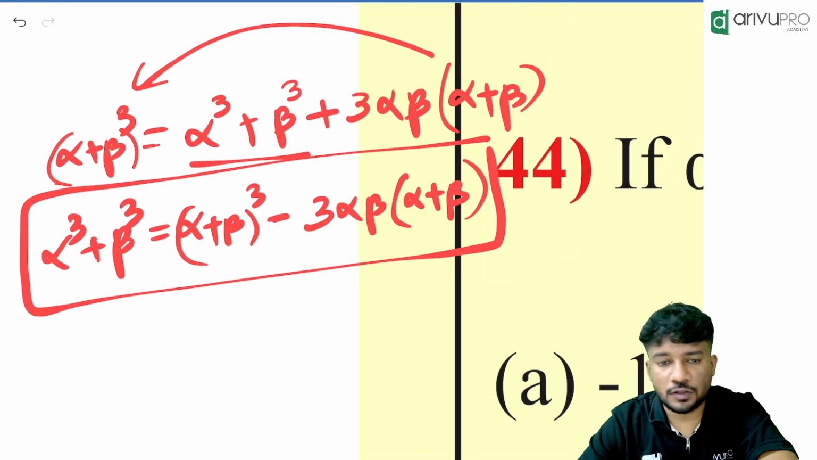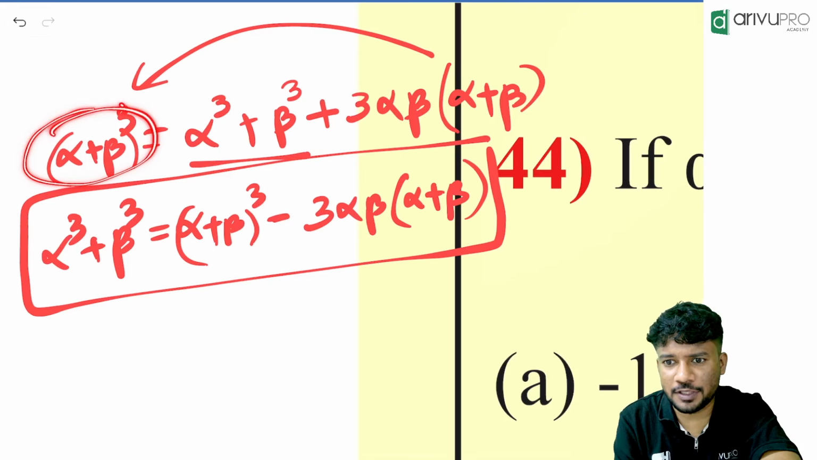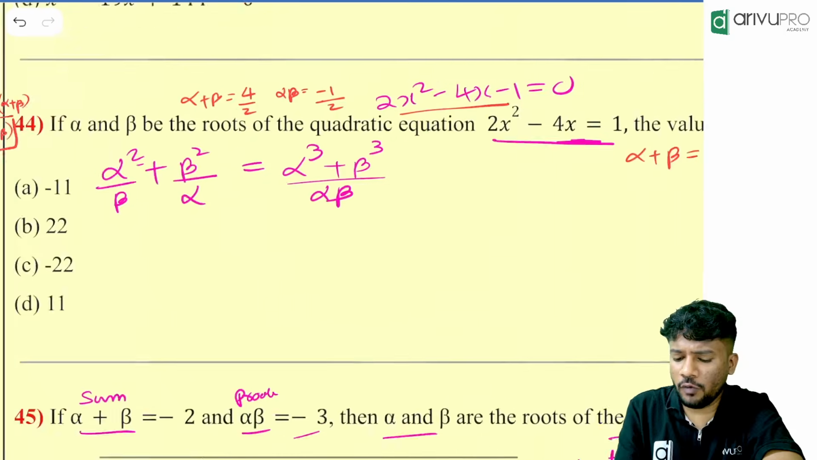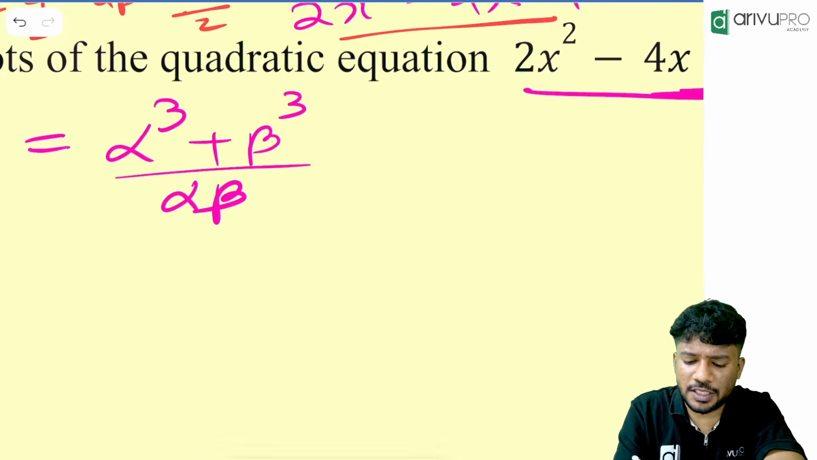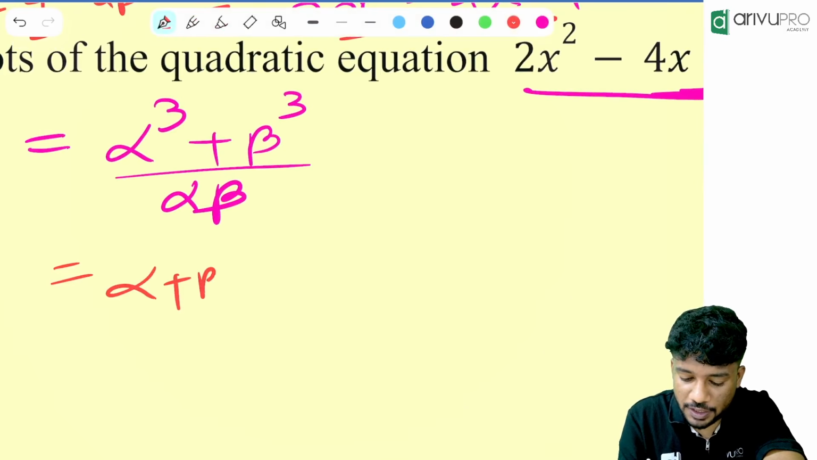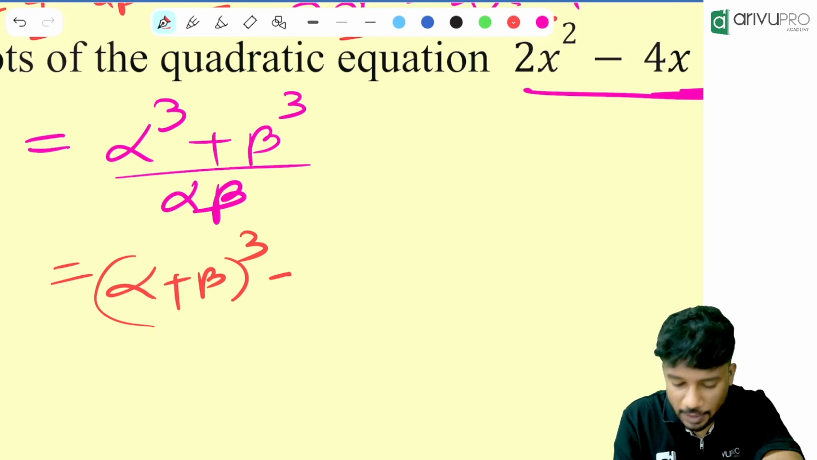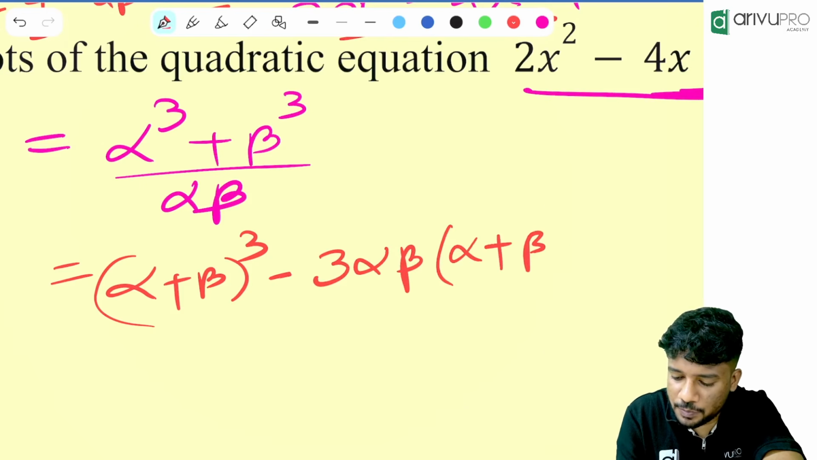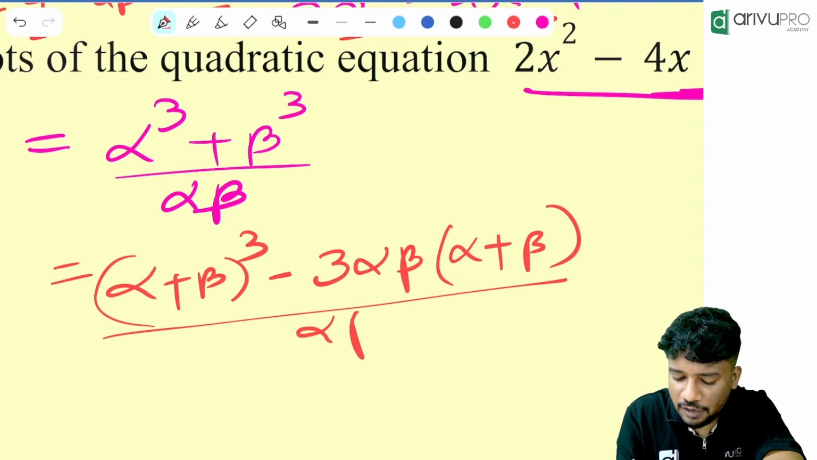Once done, we will solve the question. Okay, can we try? Yes, Grace. Are you getting anything? You know the formula of this one, right? (A plus b) the whole cube, we studied in school. Now, over here, alpha cube plus beta cube, you will write what? (Alpha plus beta) the whole cube minus 3 alpha beta into (alpha plus beta), divided by alpha beta.